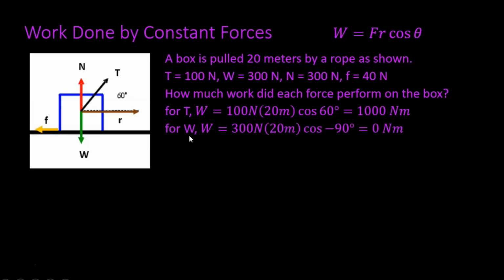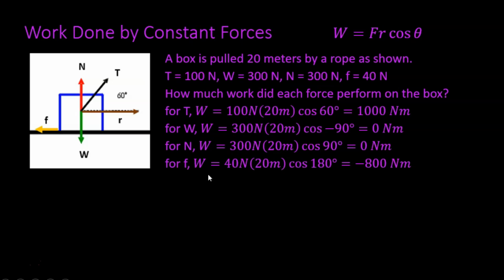Next, looking at the gravity force, we notice that the angle between the displacement vector and the gravity force is negative 90 degrees, or 270 degrees. That's going to yield no work, because this force has no component parallel to the displacement vector. For the normal force, it's going to be the same thing, since that is also perpendicular to the displacement vector.